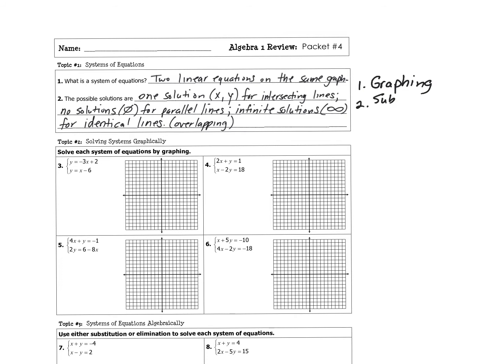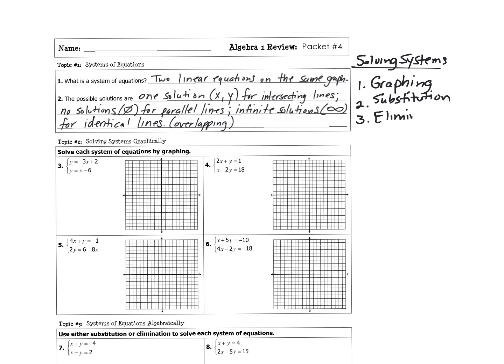There is substitution, and this is when you solve, or if the equation's already solved for one variable, then you can substitute what that variable equals into the opposite equation and solve for one variable, and then substitute it back in to solve for the other. And then the third way to solve systems of equations is elimination.